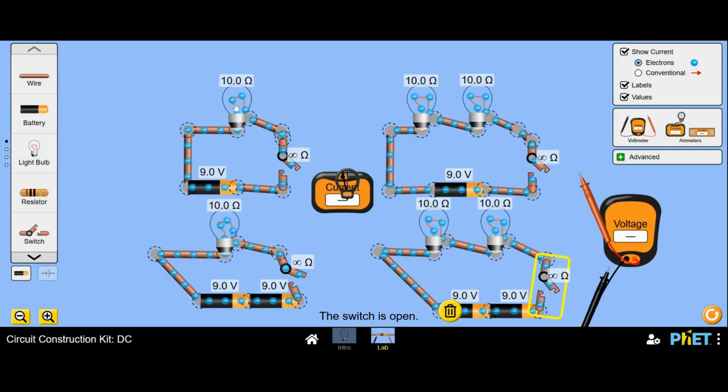So, a circuit made of a light bulb, battery, a switch, and wires. In this case, in all cases actually, the battery will be 9 volts, meaning that the voltage or potential difference is 9 volts, while the light bulb will have 10 ohms, meaning that resistance will be 10 ohms in each case.